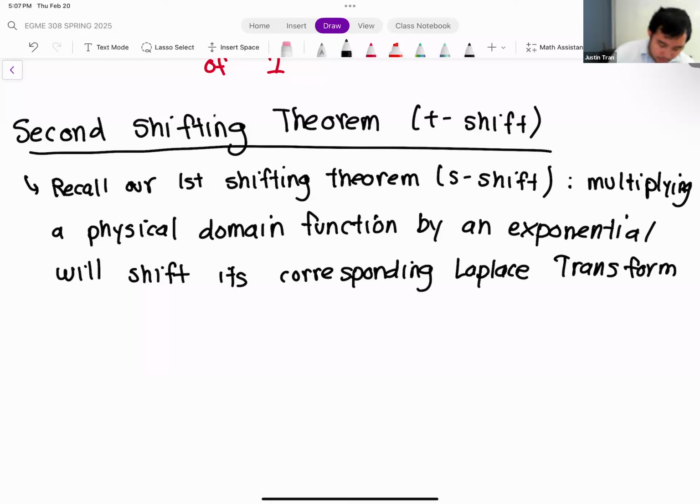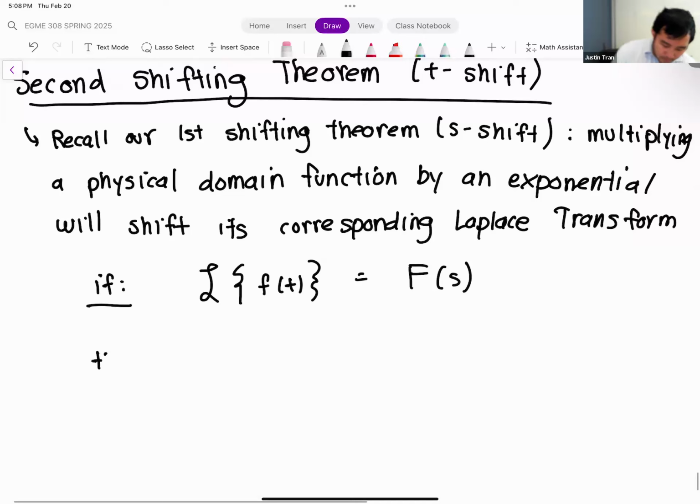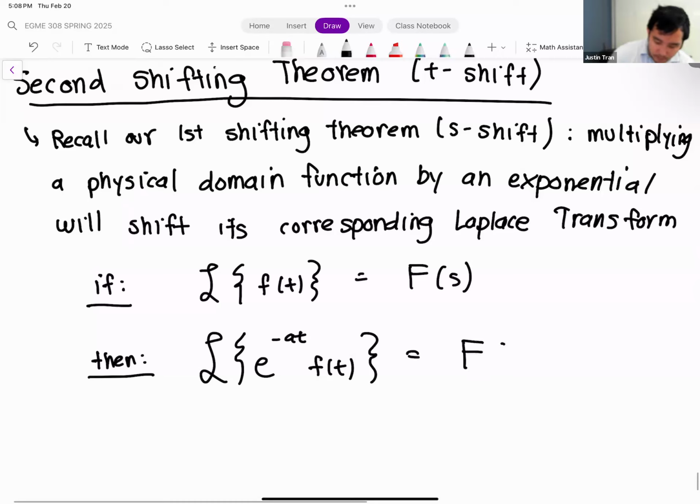So remember, it looks something like this. If the Laplace transform of f of t is equal to big F of s, okay? So if that's true, then the Laplace transform of e to the minus at times f of t is equal to F of s plus a. Okay. So a multiplication of an exponential in the time domain, in the physical domain, led to a shift in the s domain, hence this name S shift.